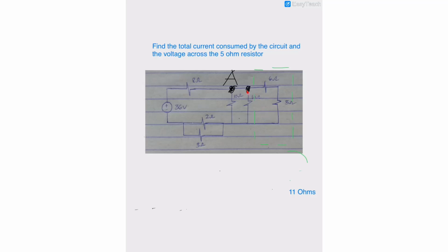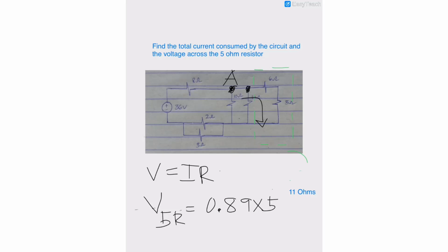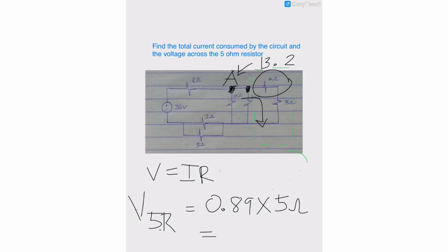these two resistors right there is 0.89 amps, and by virtue of Ohm's law, we can calculate the voltage, which is I times R. Therefore, V at 5R is equal to the current of 0.89 multiplied by 5 ohms, which is equal to 4.45 volts, because the question is asking for the voltage across the 5 ohm resistor.